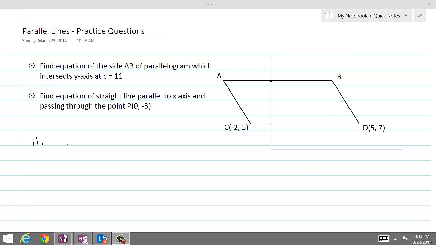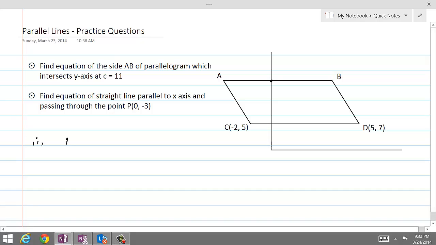Continuing from the previous lesson of parallel lines, let's do a few more questions to complement our understanding of parallel straight lines. Here we are given in question 1, find the equation of side AB of a parallelogram which intersects the y-axis at c equal to 11. So for side AB, what we are given is the y-intercept.